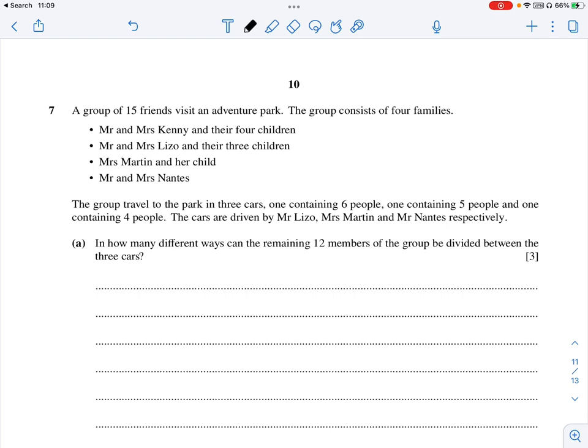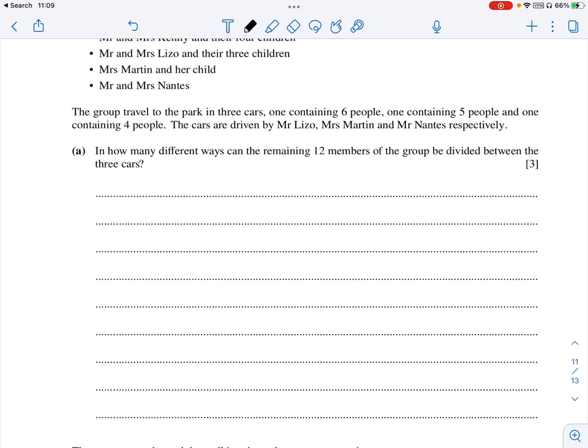Question number 7. A group of 15 friends visit an adventure park. The group consists of 4 families: Mr. and Mrs. Kenny and their 4 children, Mr. and Mrs. Lizzo and their 3 children, Mrs. Martin and her child, Mr. and Mrs. Nanty. Then the group traveled to a park in 3 cars, one containing 6 people, one containing 5 people, one containing 4 people. The cars are driven by Mr. Lizzo, Mrs. Martin, and Mrs. Nantis, respectively. In how many different ways can the remaining group be divided into 3 cars?